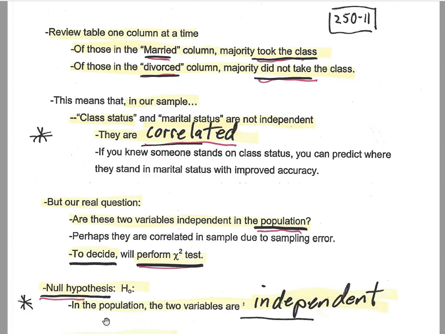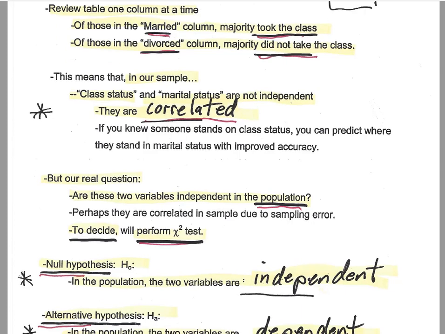This is the way you state the null hypothesis. In the population, my two variables are independent. In other words, in the population, my two variables are uncorrelated. You remember me saying the null hypothesis is almost always a prediction of no relationship, no difference in the population. And that's the case with this chi-square test. If we reject the null hypothesis, it gives us some tentative support for the alternative hypothesis.